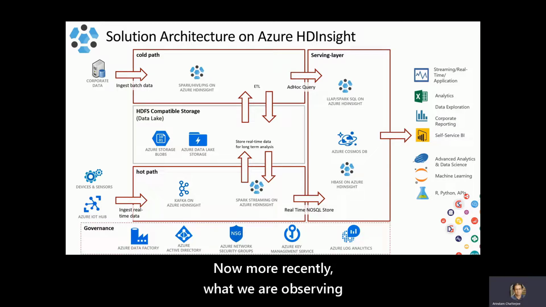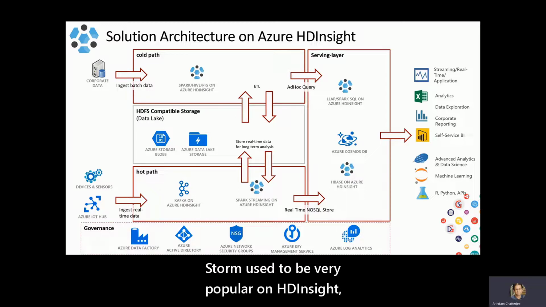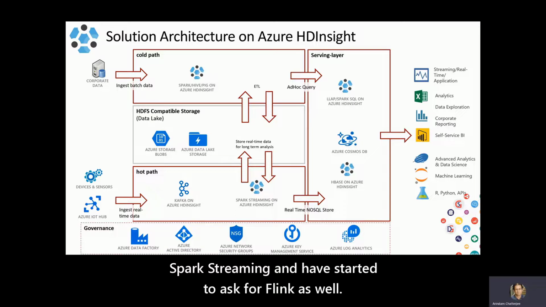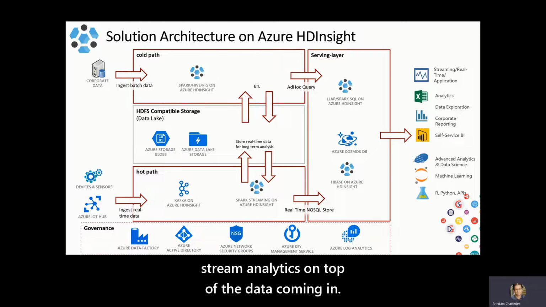Now, more recently, what we are observing our customers do is really go into the streaming space. So they are trying to now ingest real-time data, typically through an open source system like Kafka, ingest the data, perform some stream analytics on it. Now, that could be Spark streaming. Storm used to be very popular on HDInsight, but more recently, customers are really favoring Spark streaming and have started to ask for Flink as well. And that would be another way of performing real-time analytics, stream analytics on top of the data coming in.